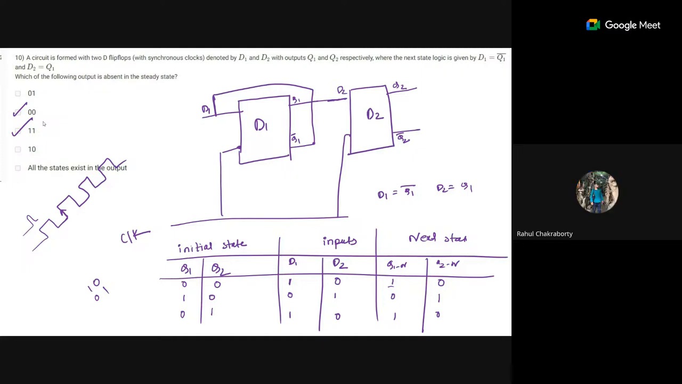What if we start with 1-1 also? Let us check for 1-1. Yeah, let's do 1-1 and see where it ends up. 1-1 will take us to 0-1, and then 0-1 goes to 1-0, and 10 will keep swapping. It keeps swapping.